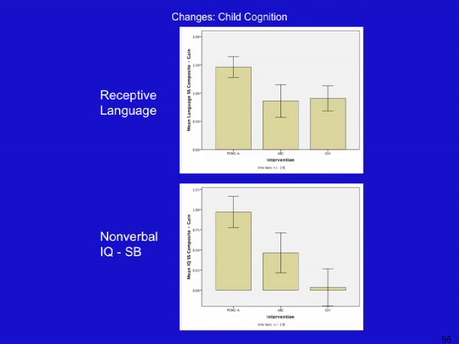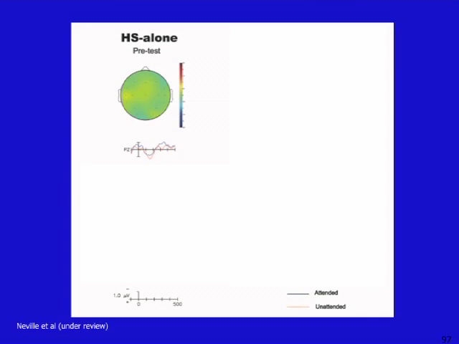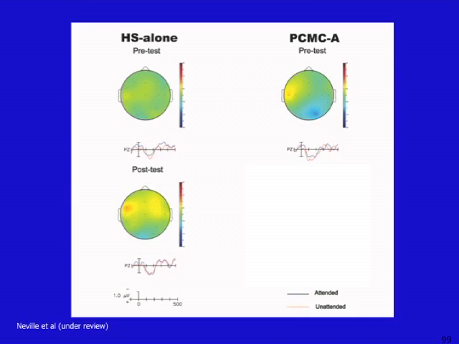And what about the brain waves? Well, if you look at Head Start alone at pretest, they don't have any attention effect. There's no difference between attend and unattend, and nor do the pretest kids that are going into the intervention that's going to be successful. After the 8-week period, these kids don't get any attention effect. And after the parent intervention, you get a very significant attention effect. Really whopping. And we haven't got the voltage maps for the other intervention yet.